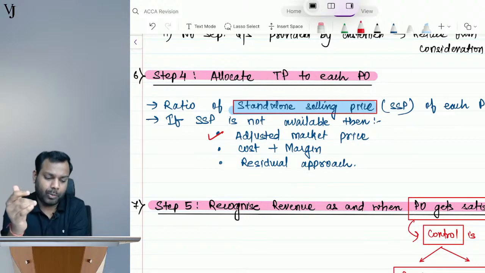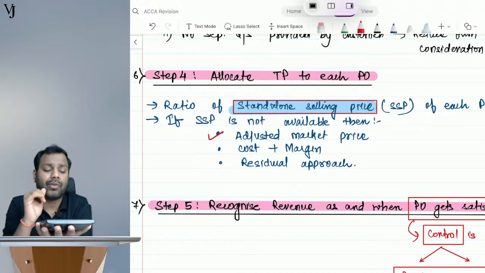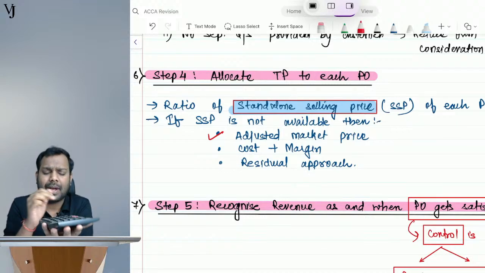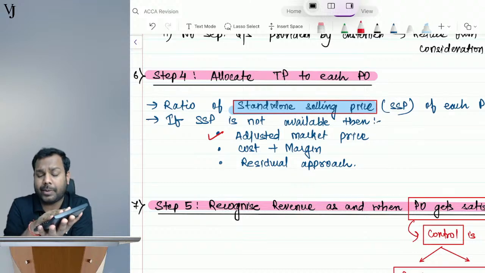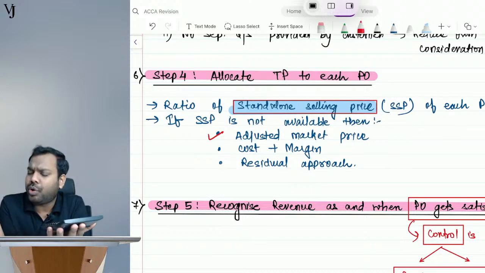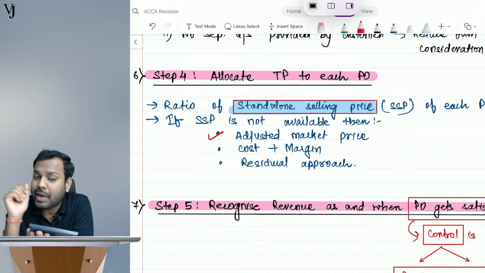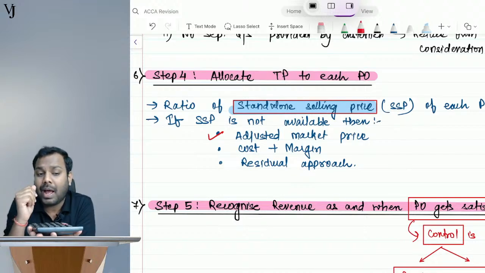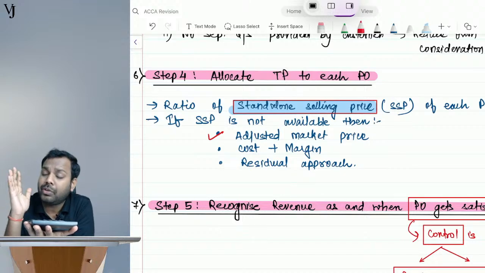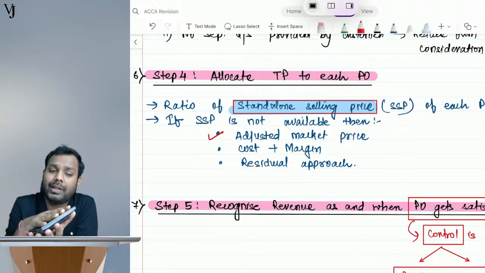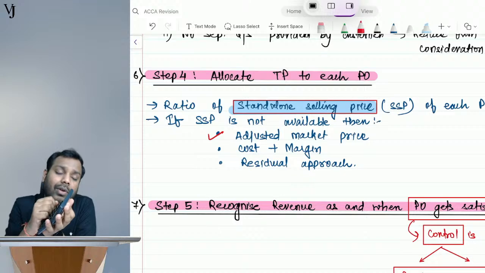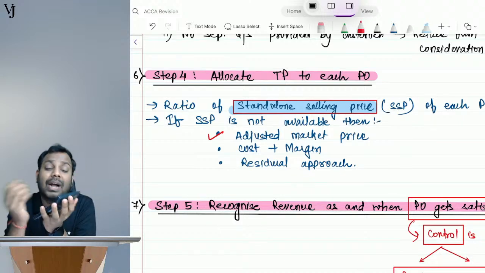Let's suppose I am selling this calculator. I don't know the standalone selling price for this calculator. But in the market, a similar calculator is sold for 400. This calculator has a GT option; that calculator doesn't have a GT option. So this calculator should command a higher price. That calculator is being sold for 400, so I will say the standalone selling price for this calculator can be 450. I am adjusting the market price according to that one.